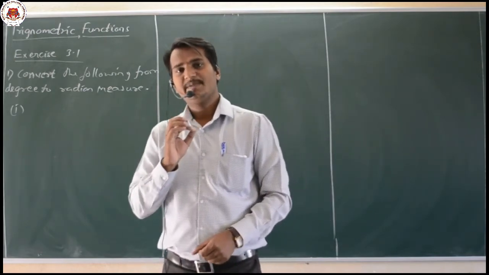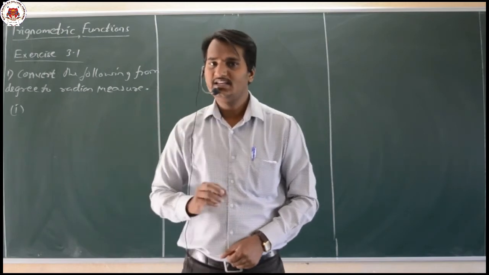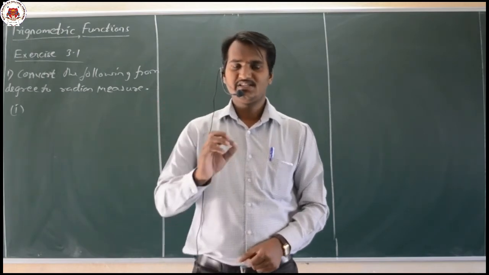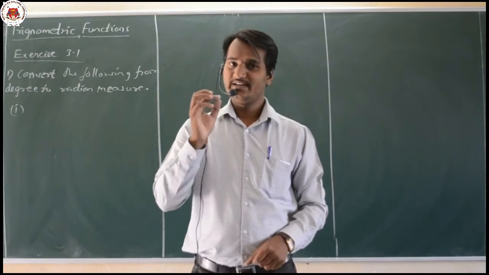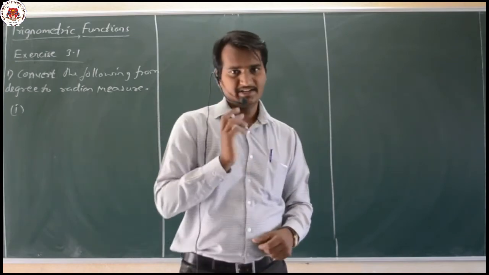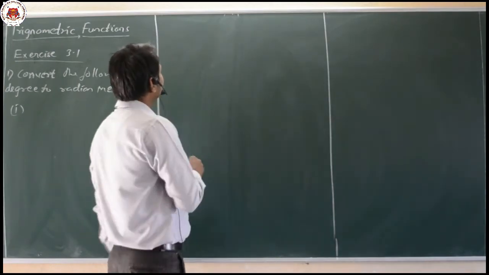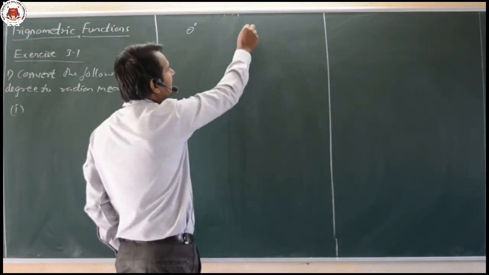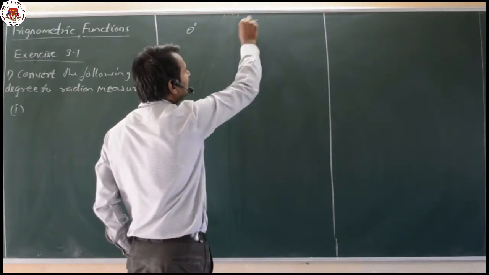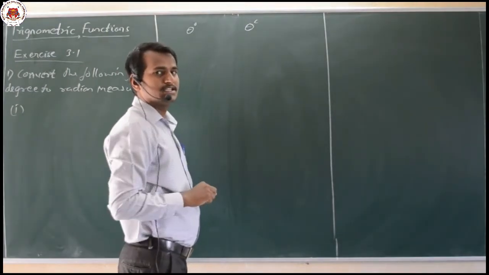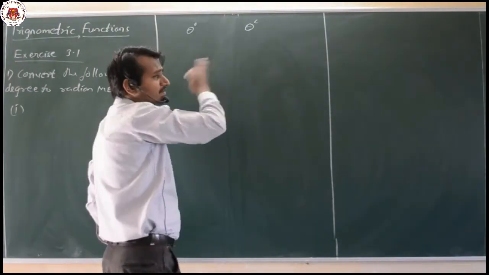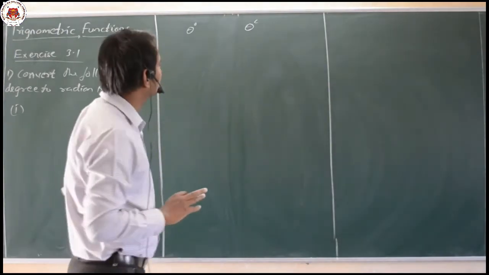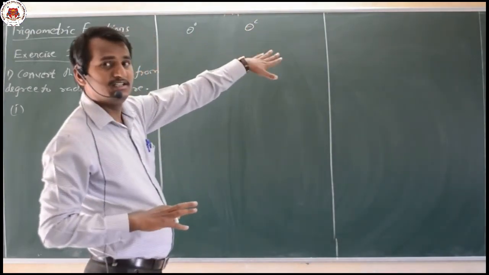Angles and their measurement: there are two types. One is the degree measure and the other is the radian measure. Degree measure is denoted by theta degrees, and radian measure I write as theta to the power of c, that is, in terms of radian. There is one relation between these two.